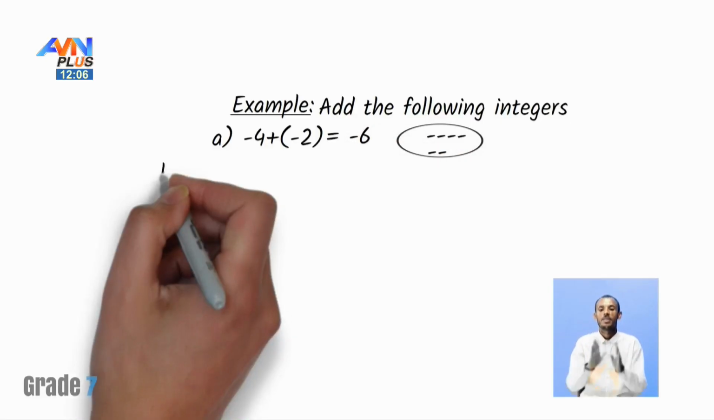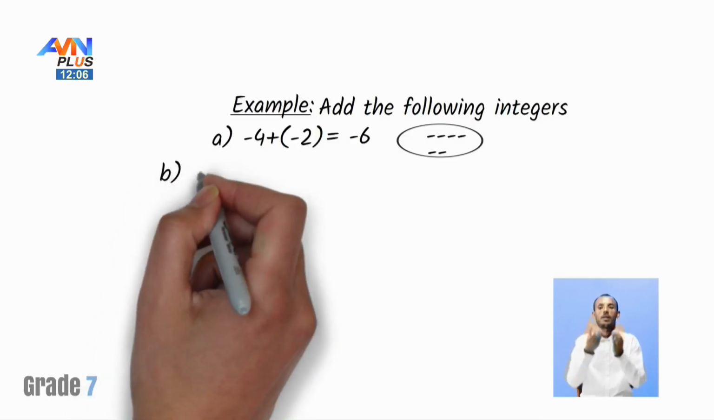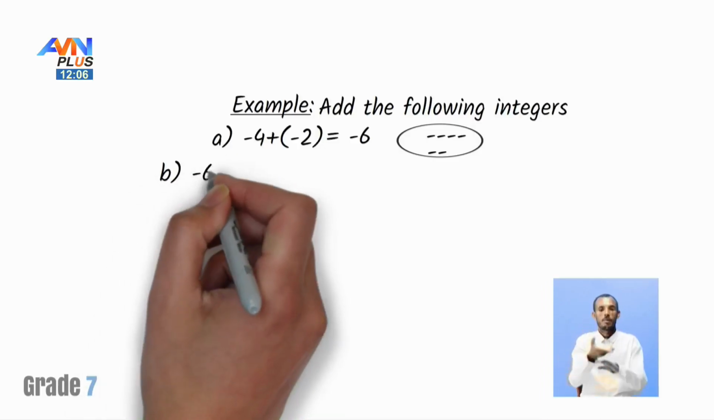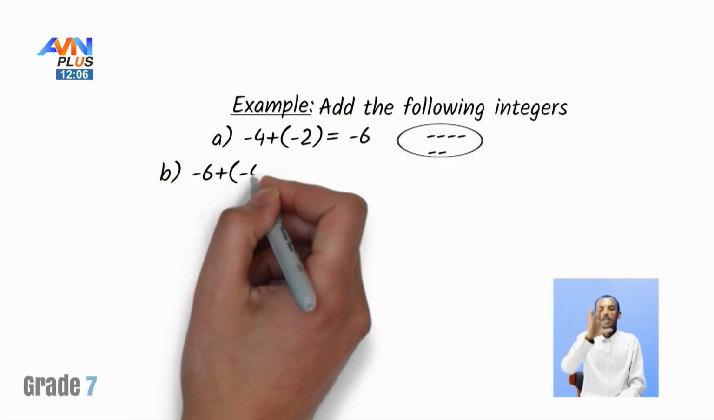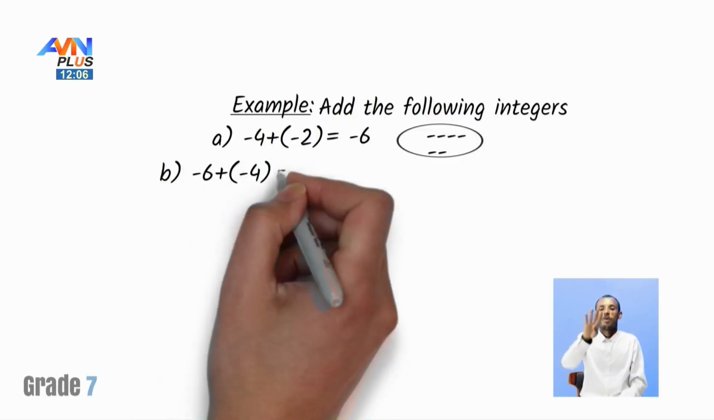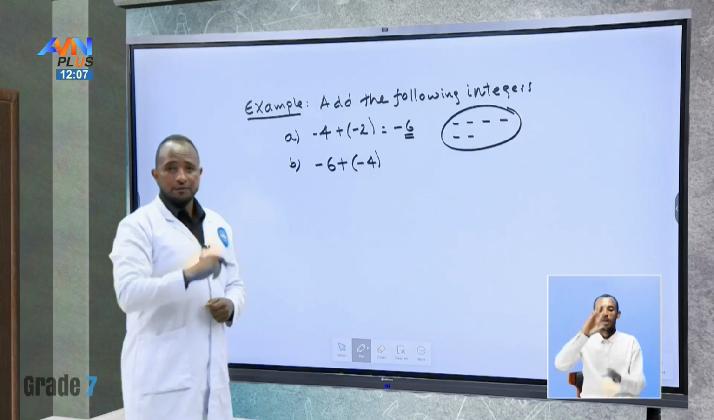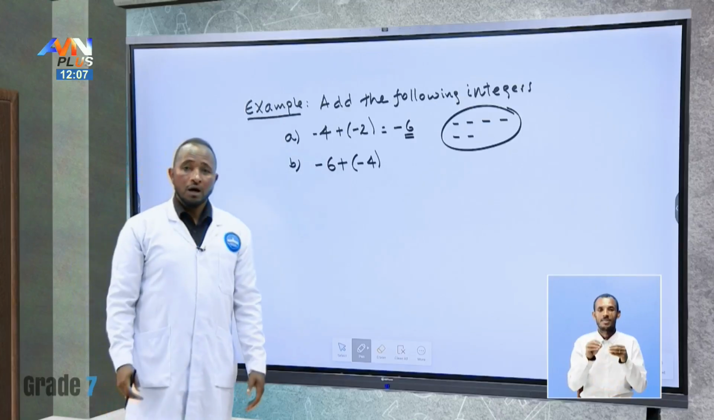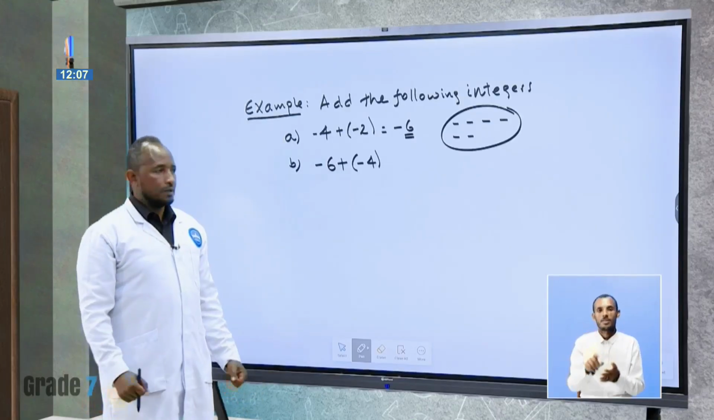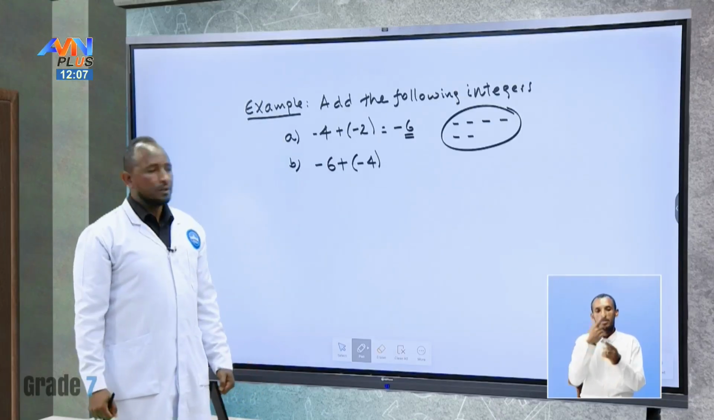Let's continue to the second part, second example, B. Please try to add these numbers, negative 6 and negative 4. I'll give you 10 seconds for this. Students, have you tried the question? Nice. Let's see the answer together.